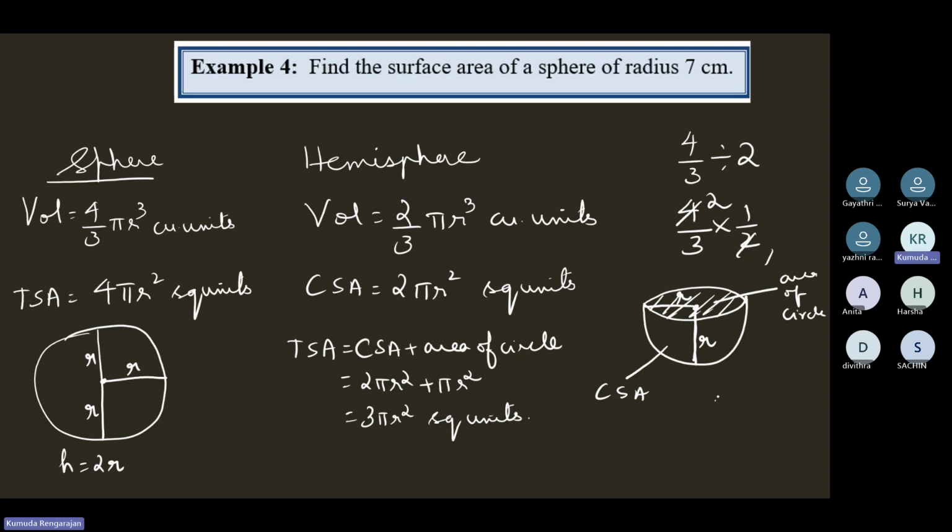Here, height of the hemisphere is equal to the radius. That is the depth of the hemisphere. The depth of the hemisphere is equal to the radius of the hemisphere.